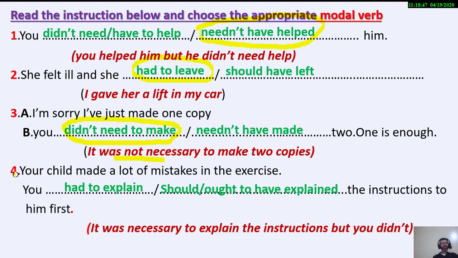Now the last question, your child made a lot of mistakes in the exercise. You had to explain the instructions to him first, or you should or ought to have explained the instructions to him first. So here we have obligation to explain the instructions, but you didn't. The action wasn't performed, so the answer is this.